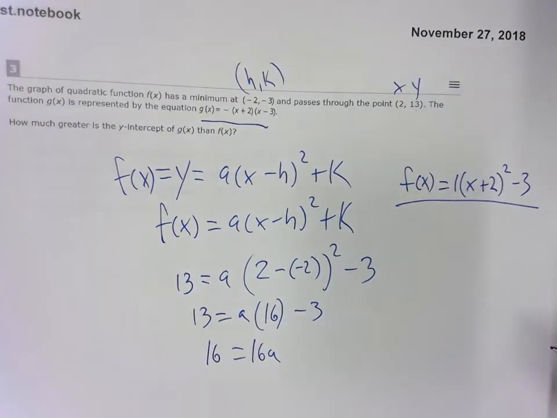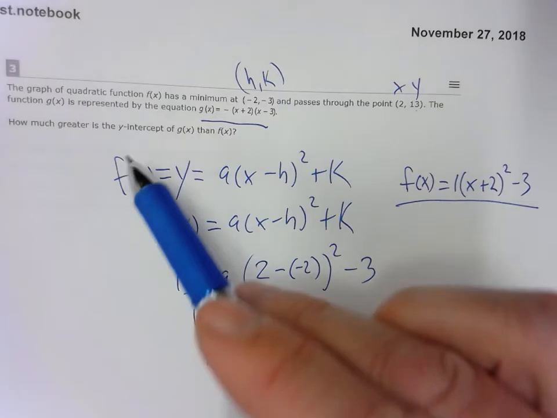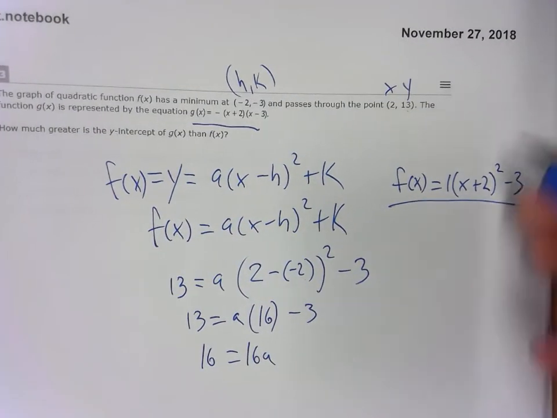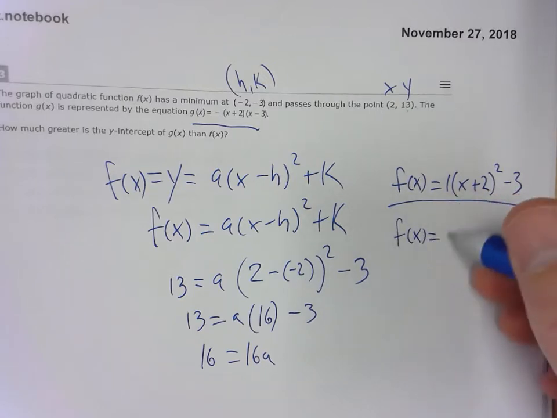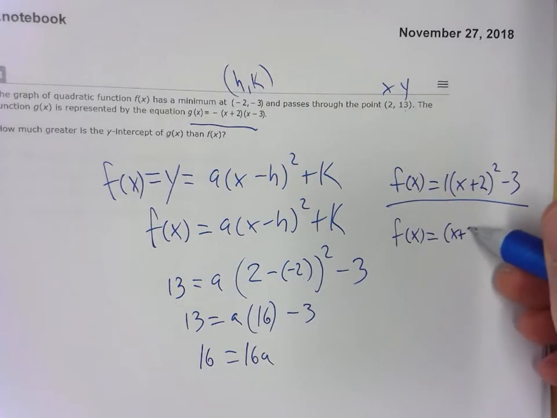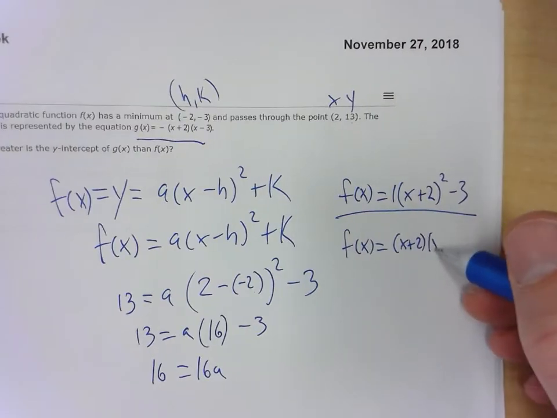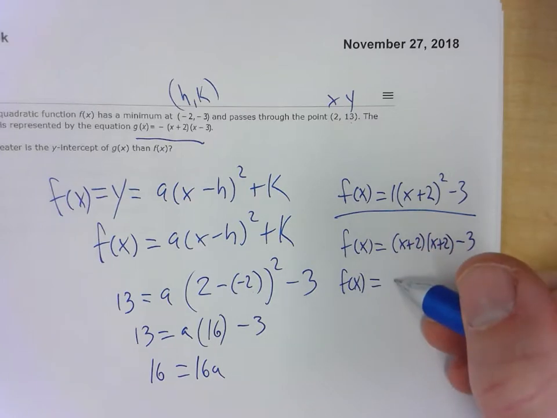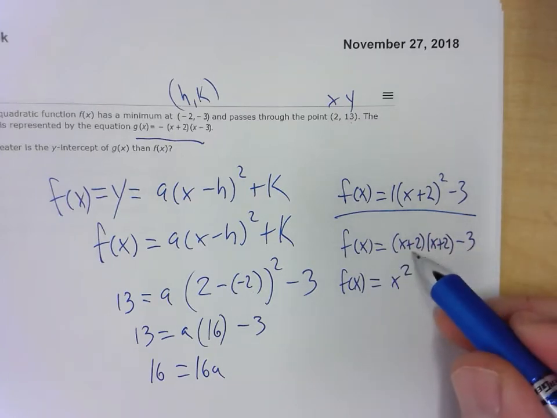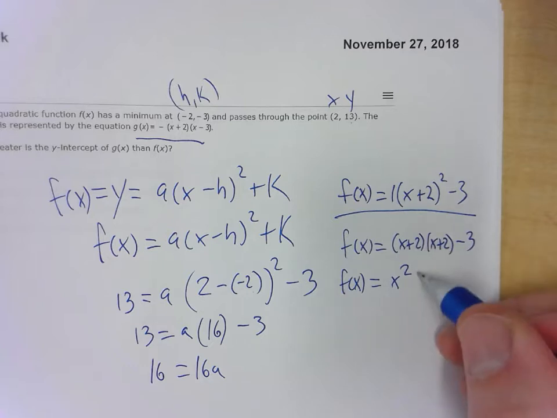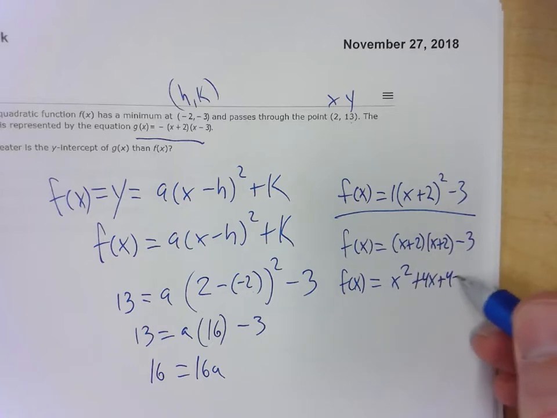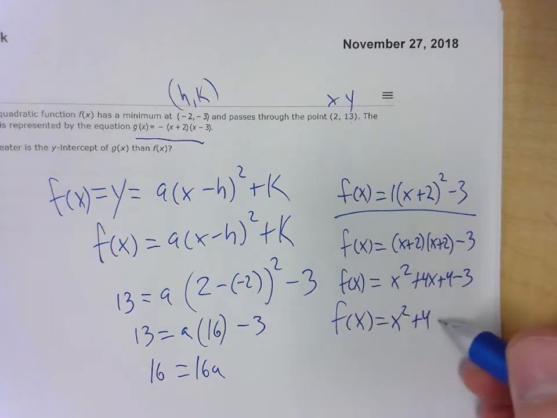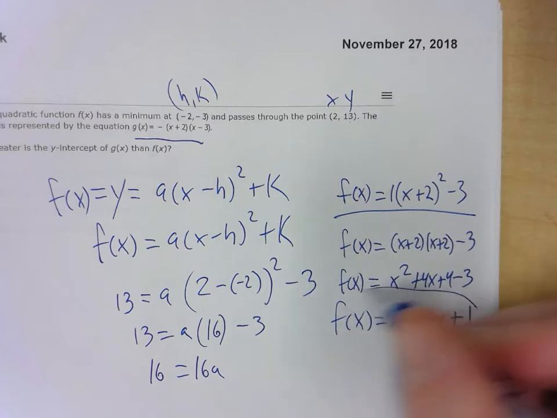All right. Now we have to compare that to the other function, see how much greater the one y-intercept is compared to the other. So I need to put this in standard form. So f of x is equal to, I need to multiply x plus 2 times x plus 2, and then minus 3. So f of x is equal to x squared. Then this would be 2x, and that would be 2x. So it would be 4x plus 4 minus 3. So f of x is equal to x squared plus 4x plus 1. So that's the f equation.